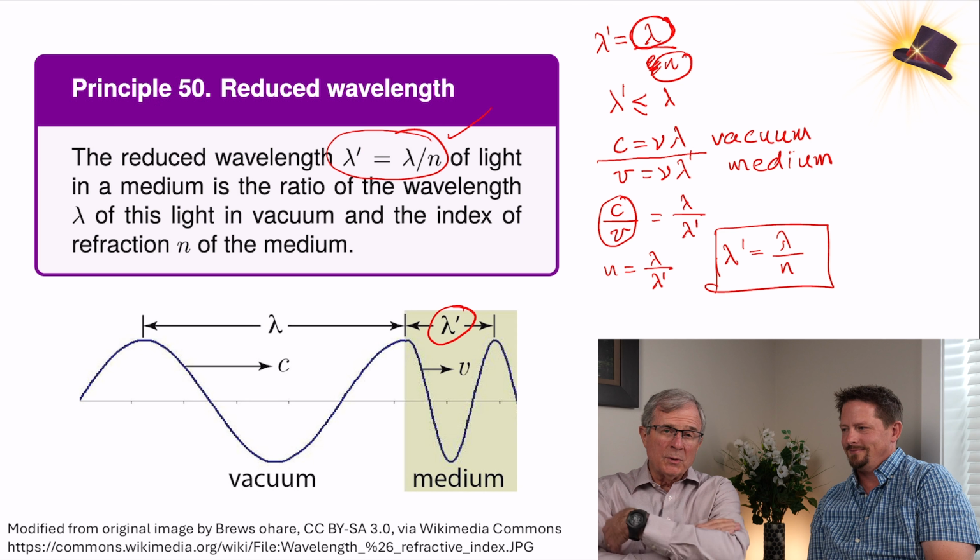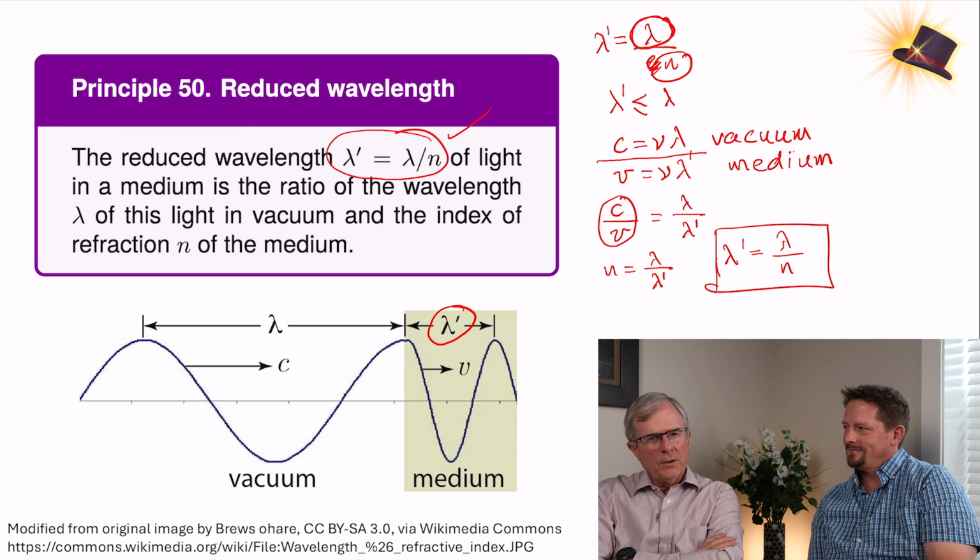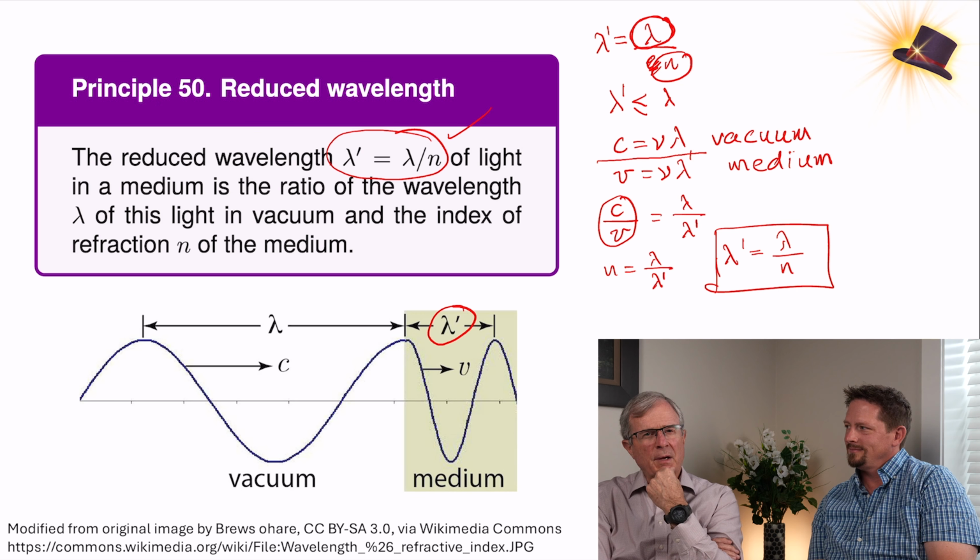This principle also is important. The idea of dispersion is important in the creation of rainbows. The fact that the speed of light depends on the wavelength is the reason why we have rainbows in the sky.